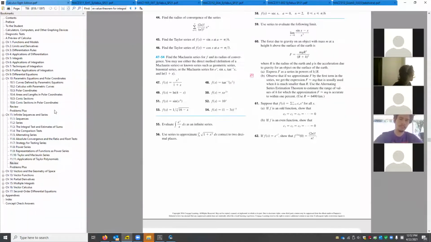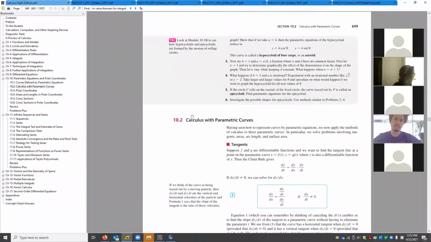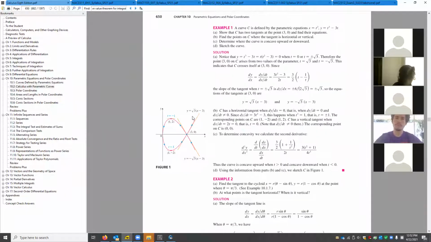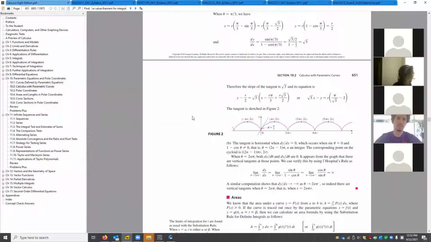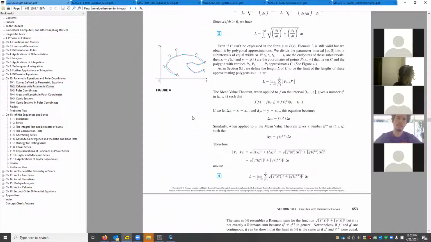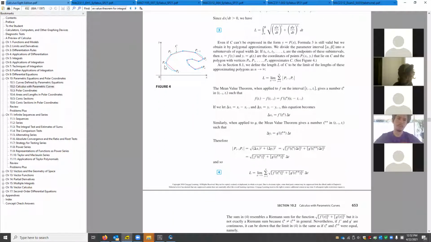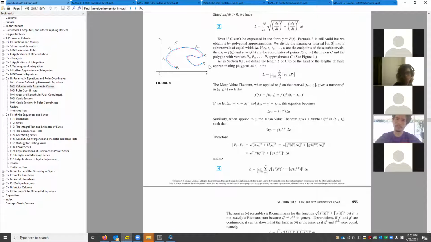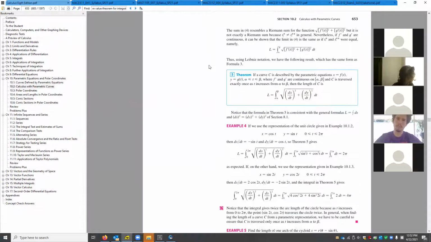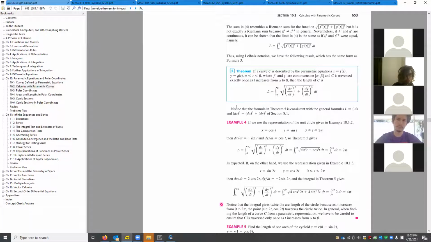Nice example here. It's in chapter 10, parametric curves, arc length. Here we go. You see here their derivation, same picture. And they go through it in the same sort of way. They're calling the arc length L. They're using alpha and beta instead, but it's the same thing. So this is what we need.